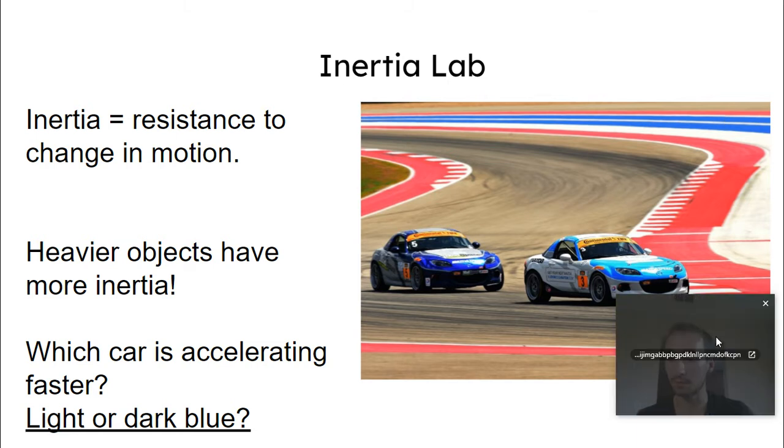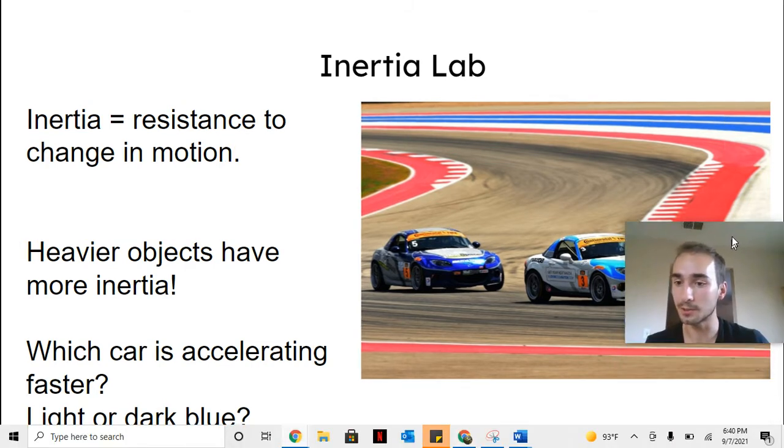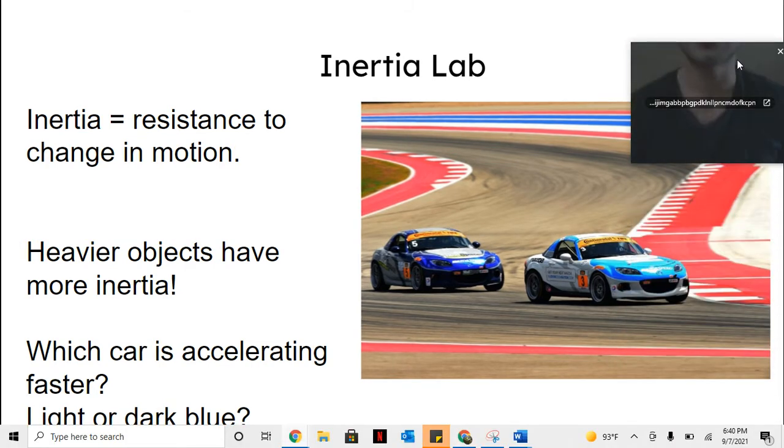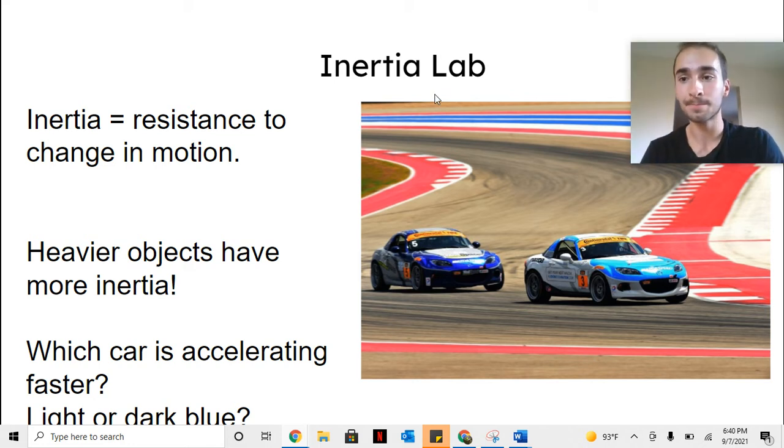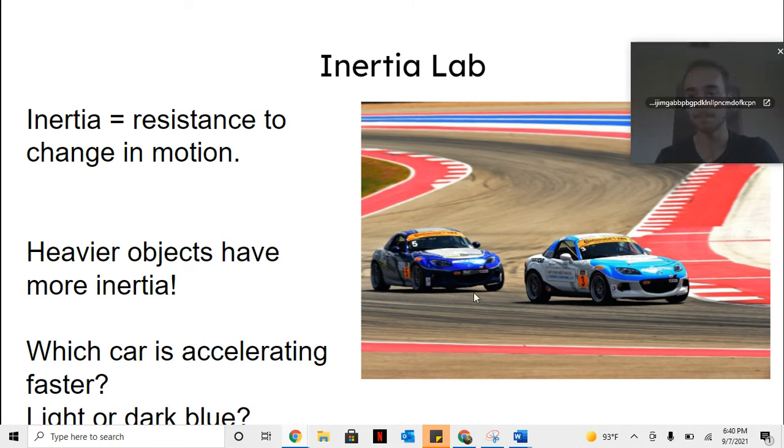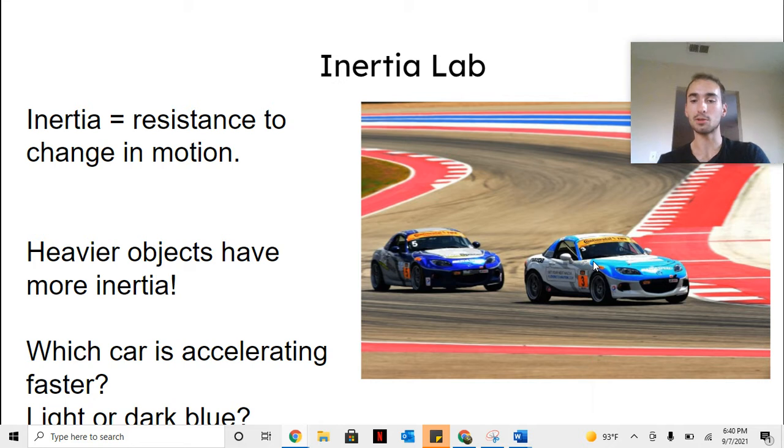First thing, I want to do a little review. Remember, inertia means resistance to change. So things that are heavier have more inertia. It's harder to move something that's heavy compared to something that's light. Okay? So looking at these two cars, which car is accelerating faster, the light blue car? Yes, you can easily tell which one's going faster, but you can also assume, since they're racing, the light blue car is also going to be accelerating more because it's on a turn.